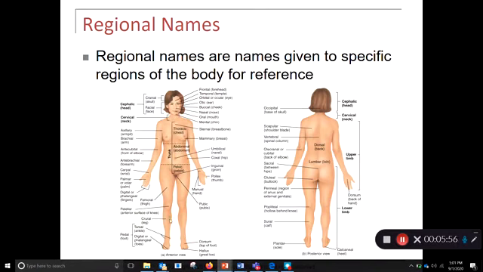Crural is your leg region. I should have pointed that one out earlier. Then the pedal region is here, which is broken down into your tarsal as well, which is your ankle. Your phalanges. This is phalanges up here too. Phalanges is fingers and toes, depending on what you want to talk about.